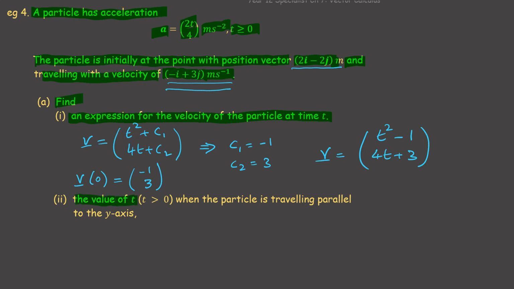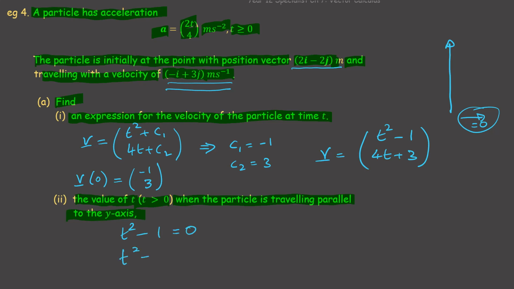We now want the value of t greater than 0, when the particle is travelling parallel to the y-axis. If it's travelling parallel to the y-axis directly up, that means the horizontal component needs to be equal to 0. Therefore, t squared minus 1 equals 0, t squared equals 1, t equals positive or negative 1, but it only works for t greater than or equal to 0. So t is equal to 1 second.